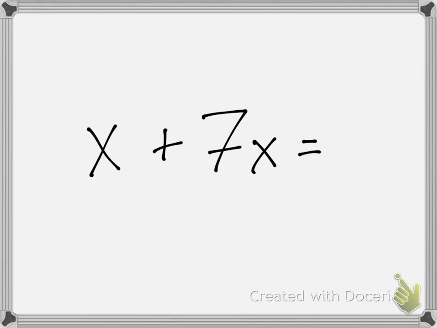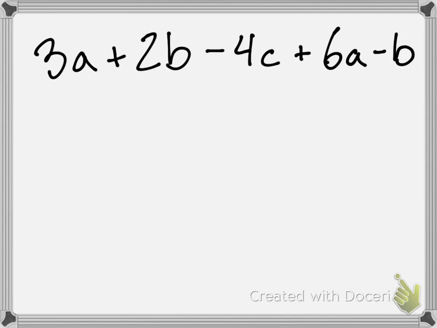x plus 7x. Once again, x is the same as 1x. We don't necessarily have to write that though. If I have 1x and I add 7x's, I get 8x's. Now, we're stepping into grown-up math.